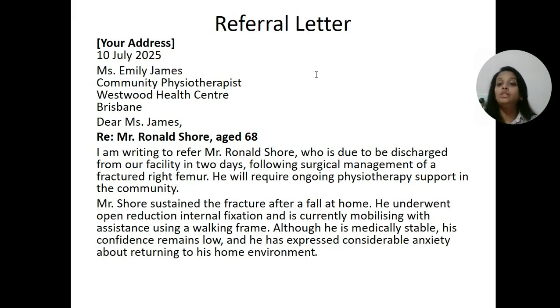So, if you see the purpose, we have given it in the first paragraph itself, right? Because most candidates go like, I'm writing this letter to inform you about. But here we have written, I'm writing to refer Mr. Ronald Shore, who is due to be discharged. He will require ongoing physiotherapy support, right?